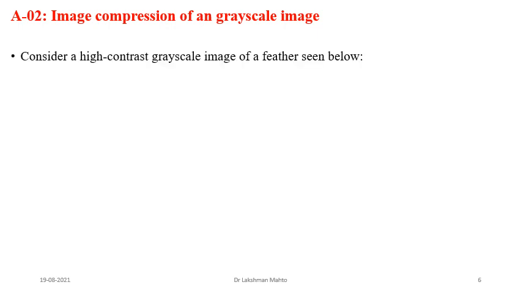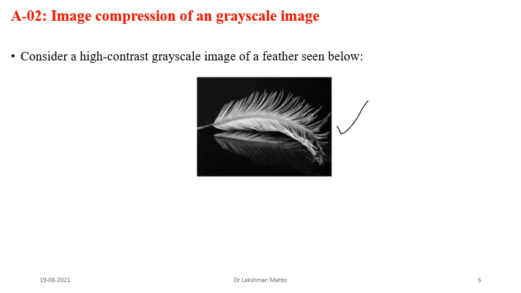Okay, so here you can see all those. First I would like to take one example here. Consider a high contrast grayscale image of a feather, that looks like this one. This is the original image. We haven't done any processing here till now. This image you can consider as a matrix. The black area has a pixel value of 0, but the white, bright area has the maximum pixel value or near to maximum. So these are high pixel values.